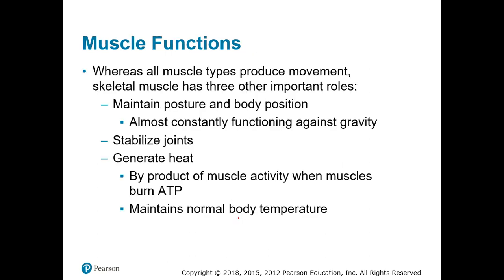Now, to end up this section, we're just going to finish out by talking about, well, now that we understand the 3 types of muscle tissues, let's talk about their functions. Whereas all muscle types produce movement, whether it be gross movement of our skeletal system, movement of our heart, or movement of things through our digestive tract, there are other important roles that muscles play. So, for example, skeletal muscle, so we're specifically talking about skeletal muscle, has 3 other important roles.